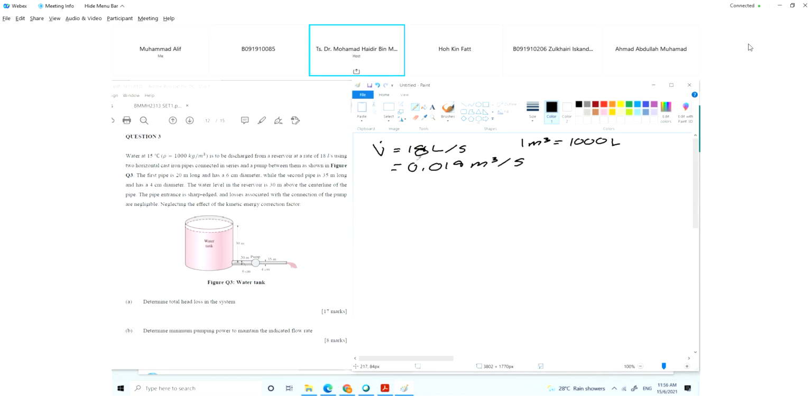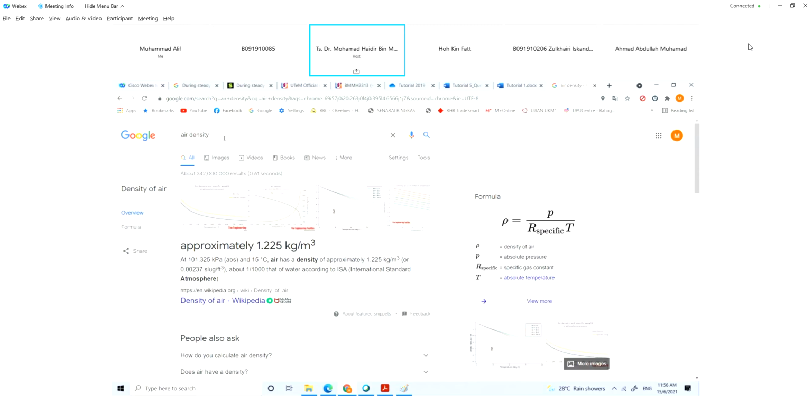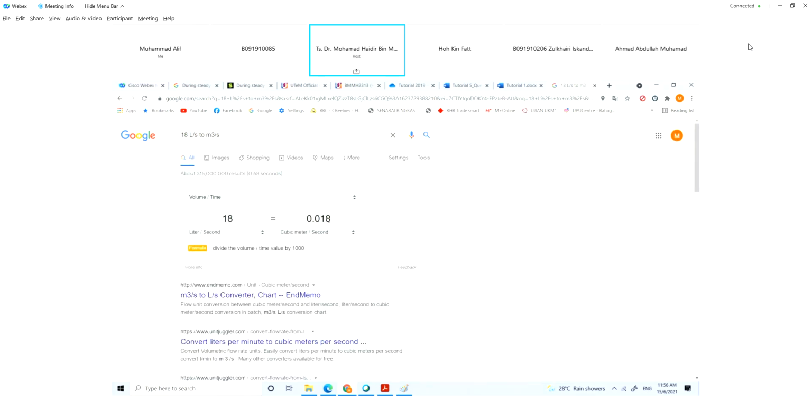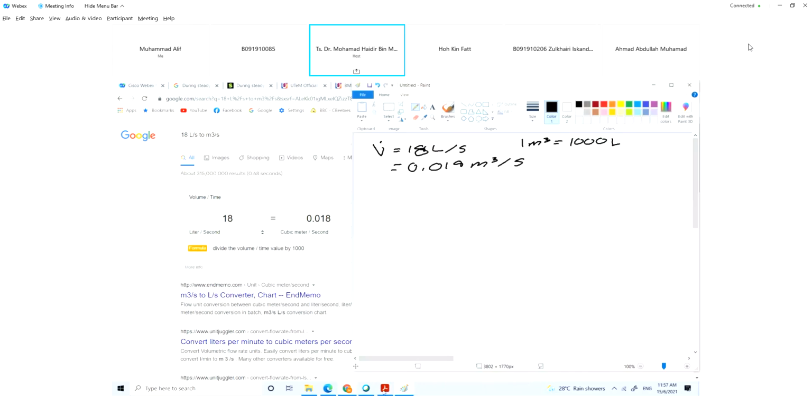What if you don't know what 18 liter per second is in meter cube per second? How are you going to do it? Using Google. Simply search meter cube to liter, and you get that 1 meter cube equals 1000 liter. Or, to make your life easier, search 18 liter per second to meter cube per second. I don't want to hide Google from you, because I know everybody will try to use Google in solving my question.